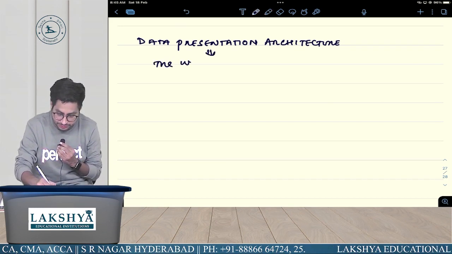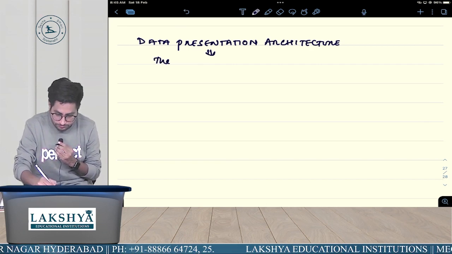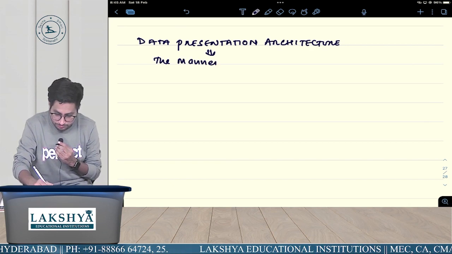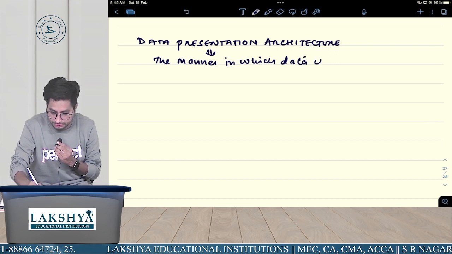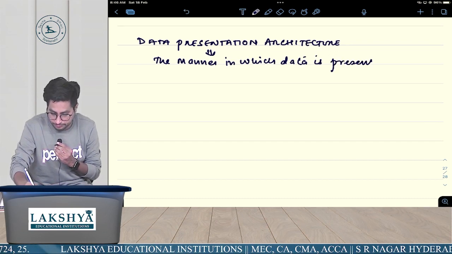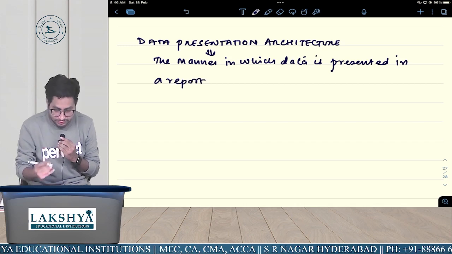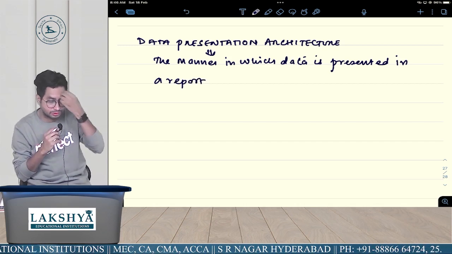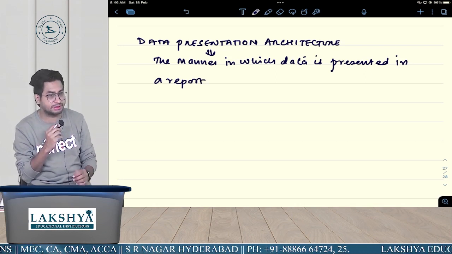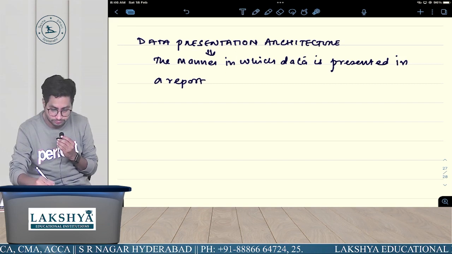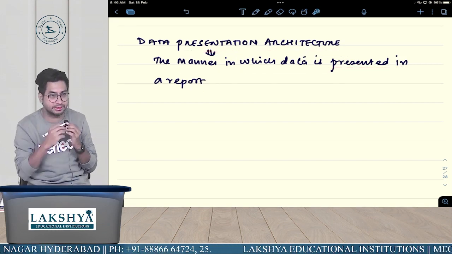Presentation architecture. The way we present our data in a report is called presentation architecture. Means the manner in which data is presented in a report. Clear? The way data is presented in a report is called what? Presentation architecture. Presentation architecture means the manner in which data is presented in a report.